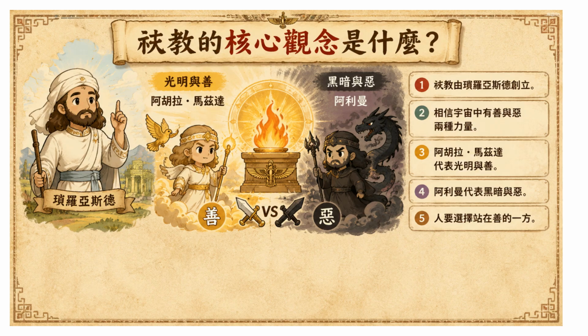The center of this slide is the struggle between good and evil. Zoroastrianism was founded by Zoroaster, and it teaches that the universe contains two opposing forces. Ahura Mazda represents light and goodness, while Ahriman represents darkness and evil. Human beings must choose which side they will follow. So this religion teaches not only belief, but also moral responsibility.